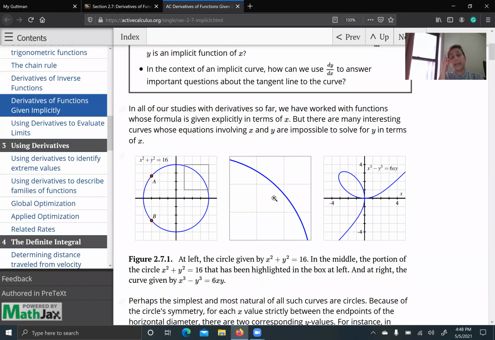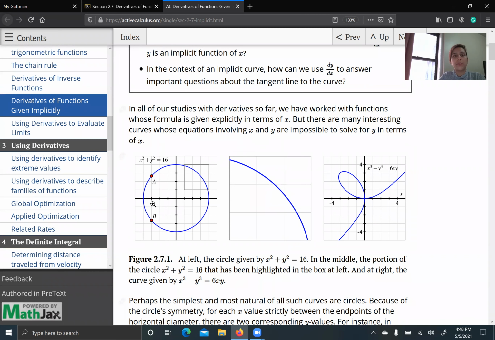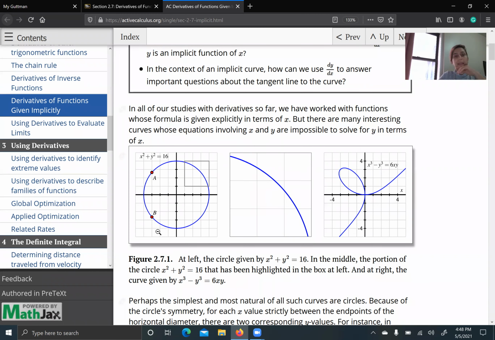Okay, look at these graphs. For example, the first graph is a circle, given by this equation: x squared plus y squared equals 16. Look at these 2 points, for example, point A and B, plotted in red. As you can see, these 2 points have the same x value, but they stand at different heights. They have same x value, different y value. For the same input, we get 2 different outputs. For that reason, the circle fails the vertical line test, and for that reason, the circle is not a function. So you know that this curve, the circle, is not a graph of a function.